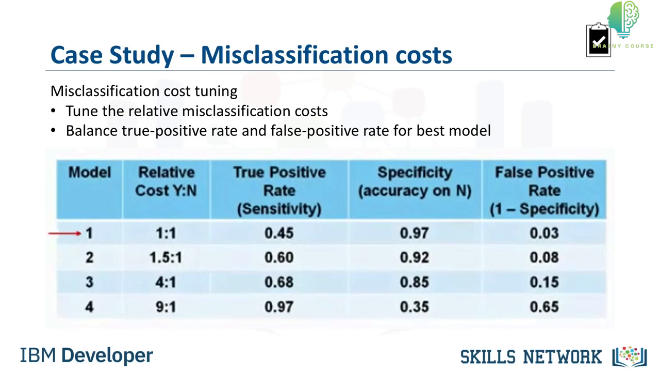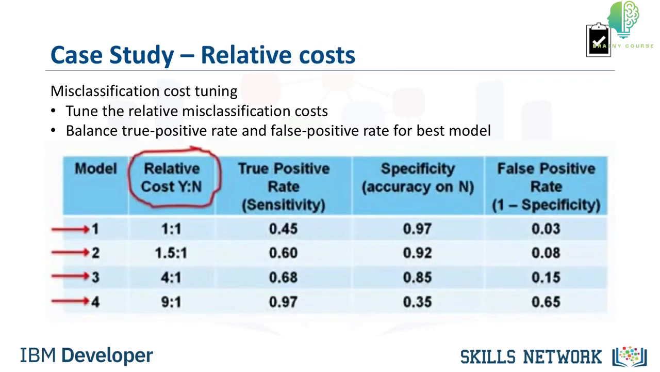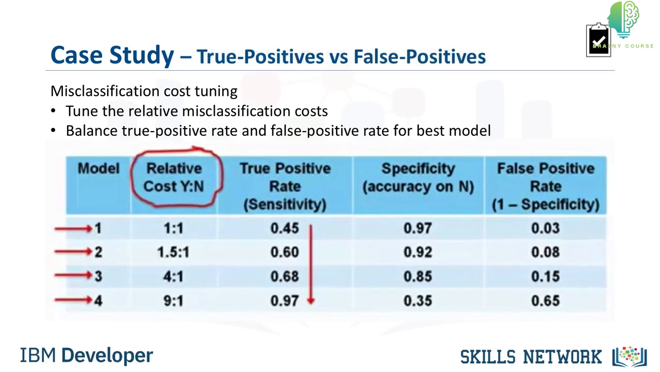Specifically, we'll see how to tune the relative cost of misclassifying yes and no outcomes. As shown in this table, 4 models were built with 4 different relative misclassification costs. As we see, each value of this model building parameter increases the true positive rate, or sensitivity, of the accuracy in predicting yes, at the expense of lower accuracy in predicting no, that is, an increasing false positive rate. The question then becomes, which model is best based on tuning this parameter?